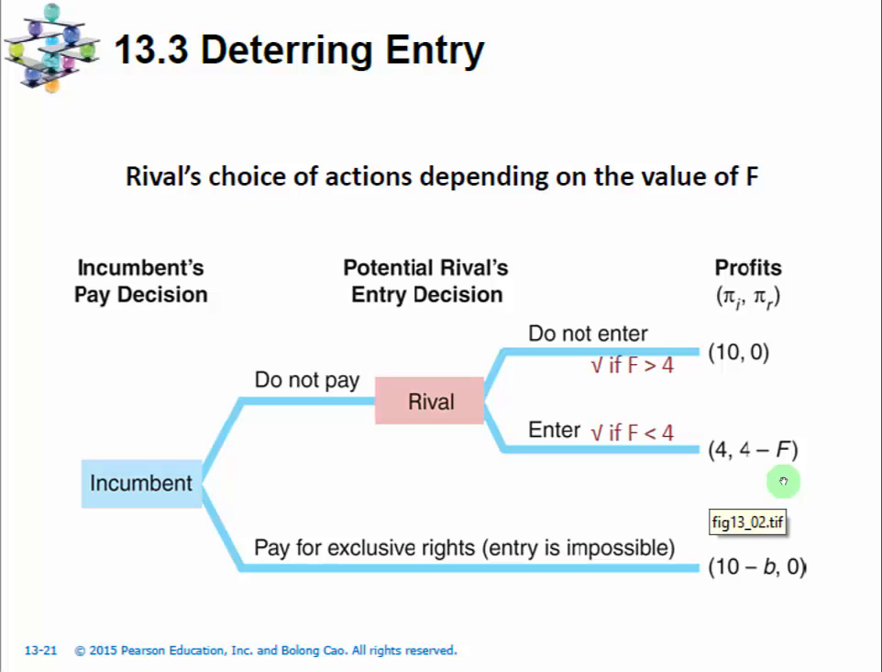But if the fixed cost is too high, above 4, then the rival will stay out of this market. The rival will not enter into this market. Clearly, the rival's entrance decision depends on the value of this fixed cost, F. If the fixed cost is too high, the rival will stay out of the market. If the fixed cost is not that high, less than 4, the rival will enter into this market.